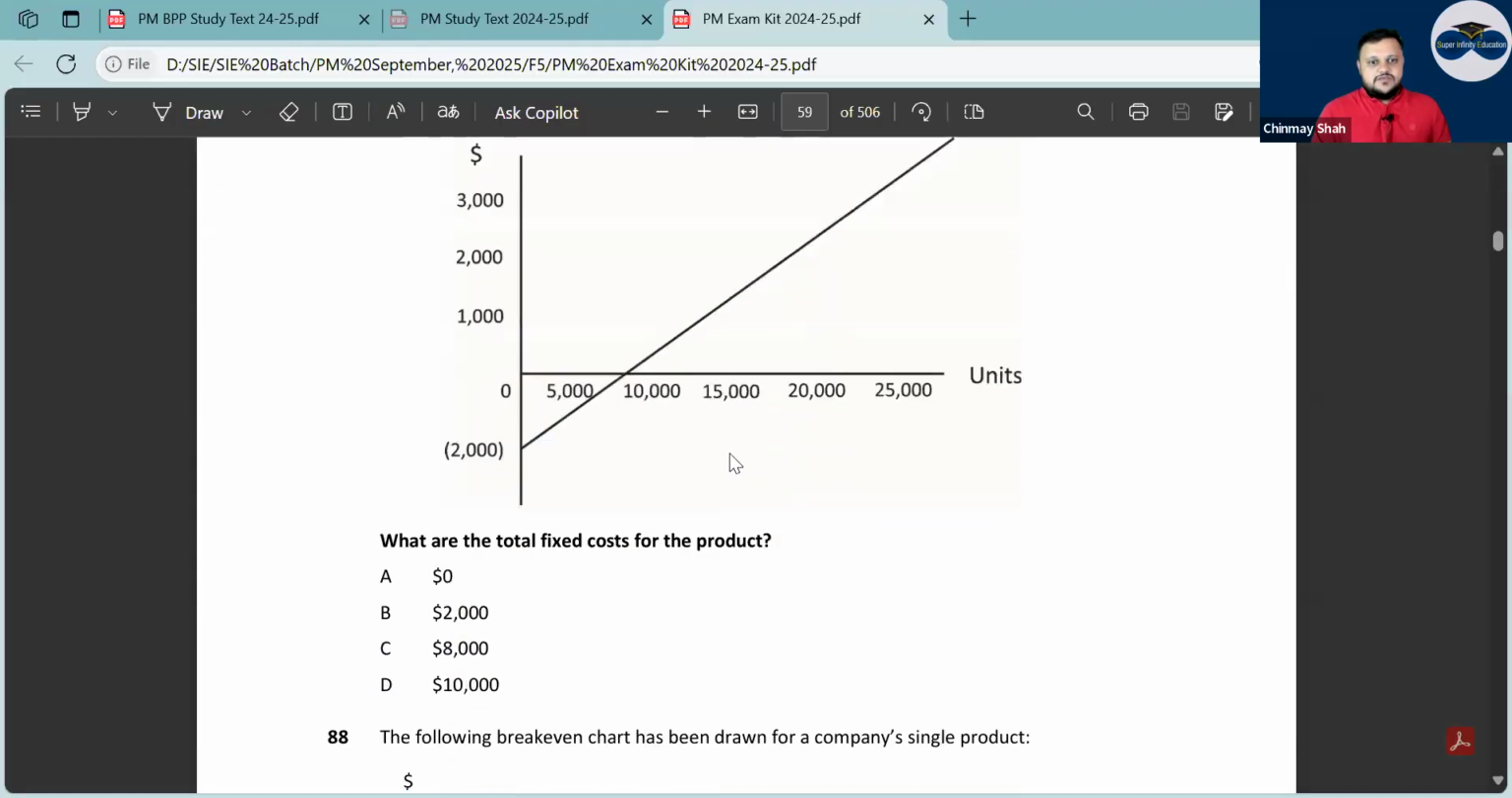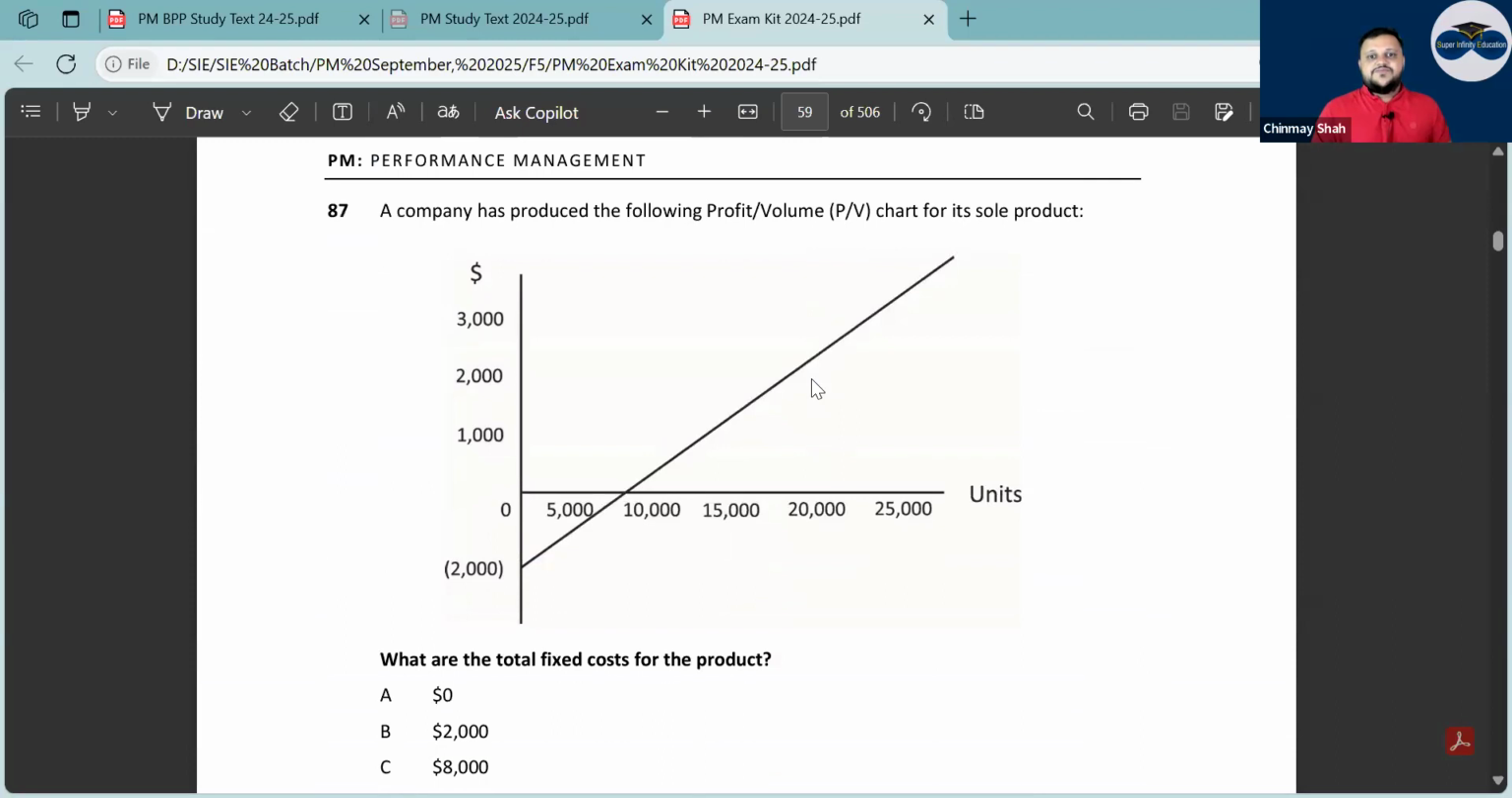चल, उसके बाद, this is also very important. A company has produced the following PV ratio chart. Profit by volume means what? Contribution divided by sales chart. A company has produced the following. Profit slash volume means on the y-axis is profit and x-axis is units, that is volume, correct?